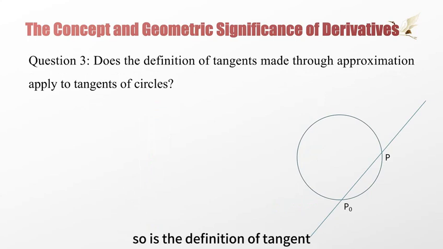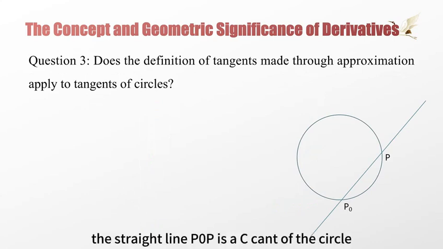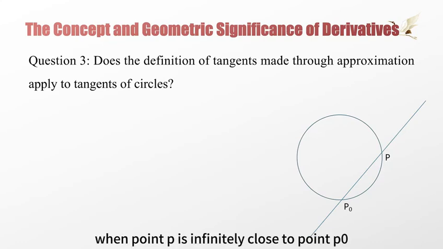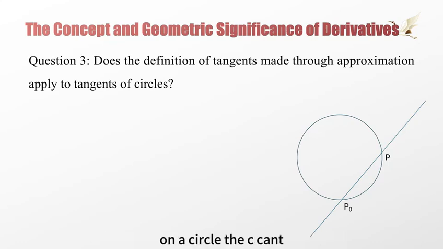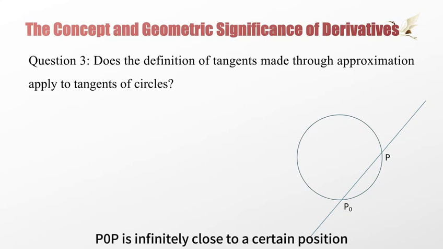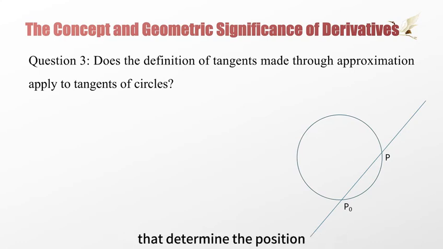So is the definition of tangent given today by approximation applicable to the tangent of a circle? As shown in the figure, the straight line P0P is a secant of the circle. When point P is infinitely close to point P0 on a circle, the secant P0P is infinitely close to a certain position. The line that determines this position has only one common point with the circle, which conforms to our definition of the tangent of the circle in junior high school. It can be seen that today we define tangents in a more general way.